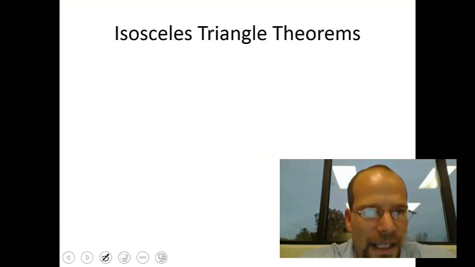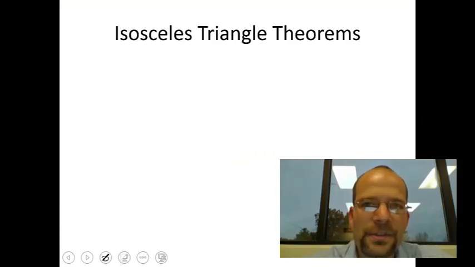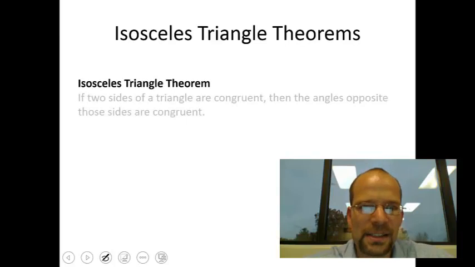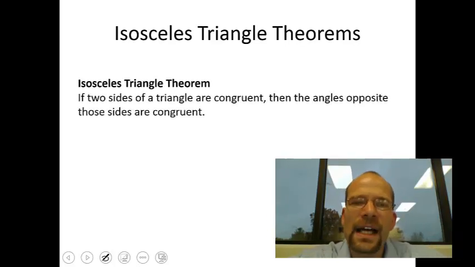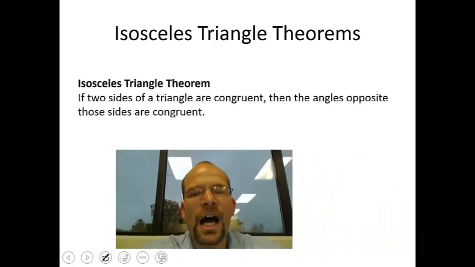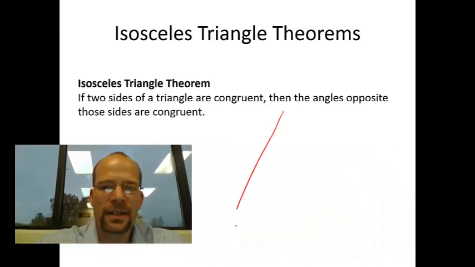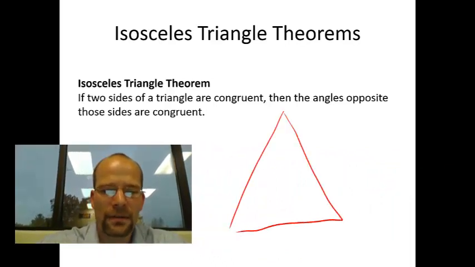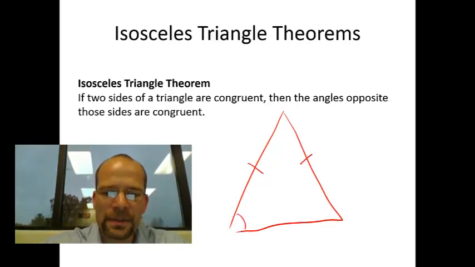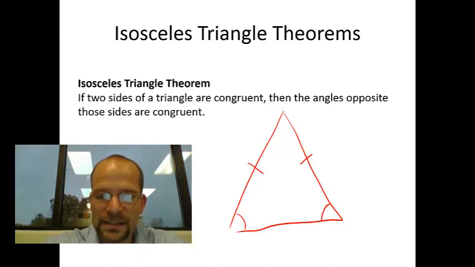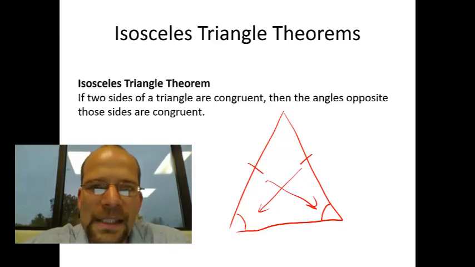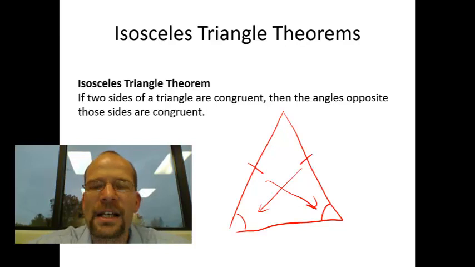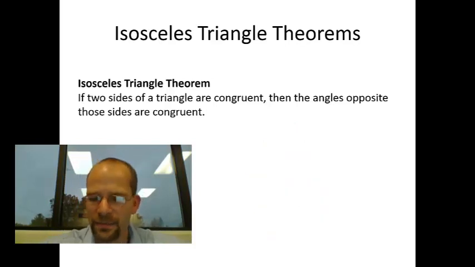We'll look at some isosceles triangle theorems, and we'll work through some short proofs on these. Here's the first one. The isosceles triangle theorem says, if two sides of a triangle are congruent, then the angles opposite those sides are congruent. So if I have two sides that are congruent, the theorem allows me to conclude that these base angles, the angles opposite those sides, are also congruent. To state it differently, in every isosceles triangle, the base angles are congruent. Let's see if we can prove that real quick.